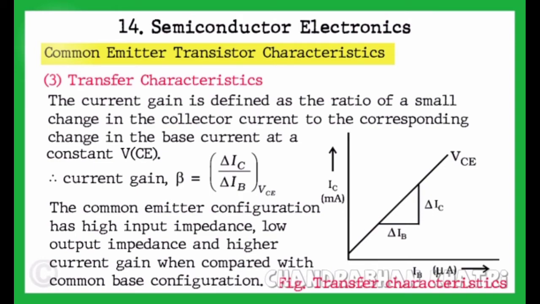The current gain is defined as the ratio of a small change in the collector current to the corresponding change in the base current at a constant VCE. Hence, current gain beta is equals to delta IC upon delta IB when VCE is constant. The common emitter configuration has high input impedance, low output impedance, and higher current gain when compared with common base configuration.